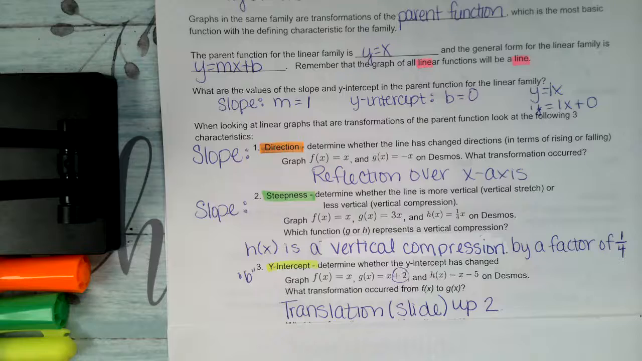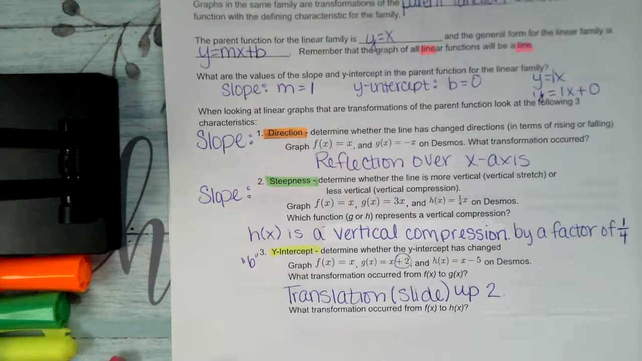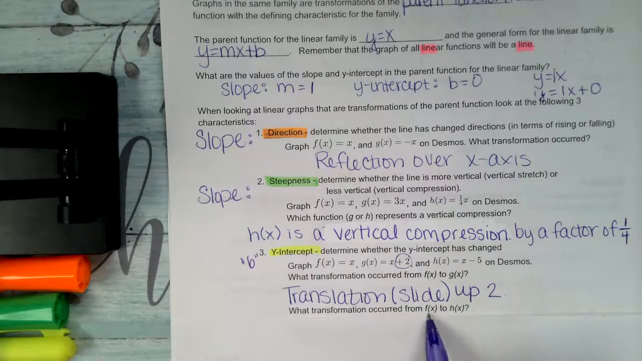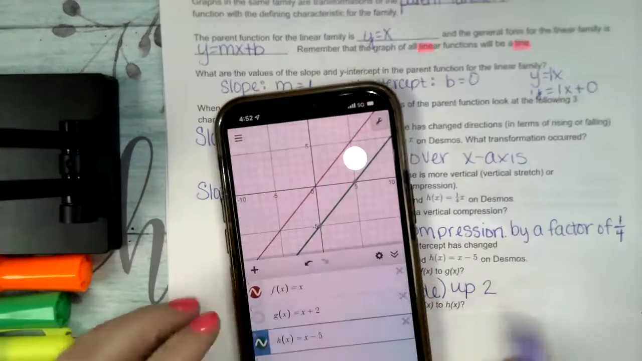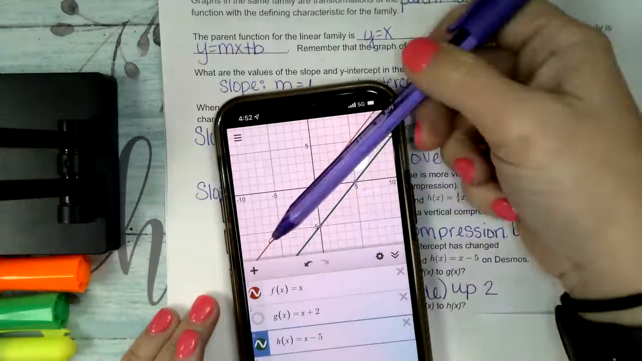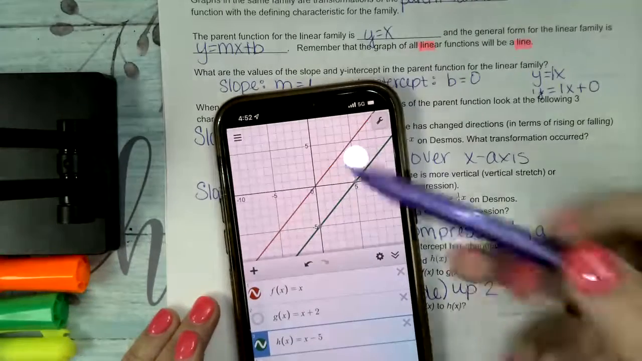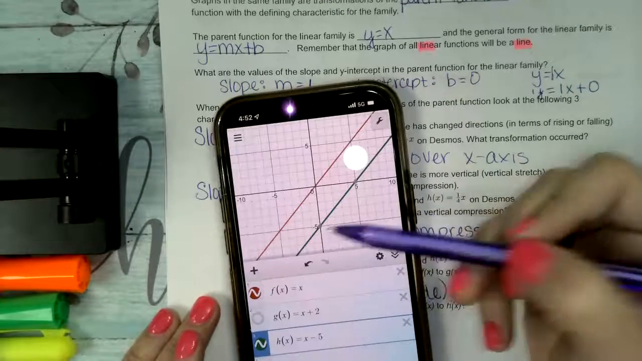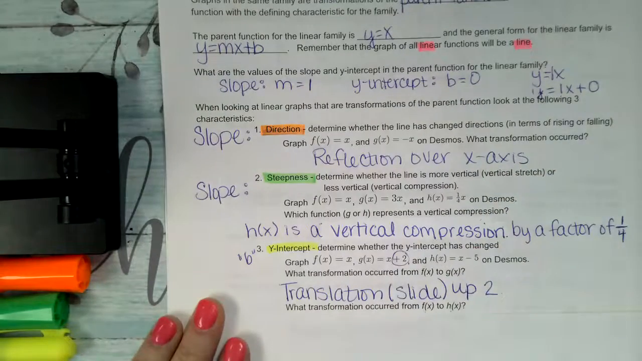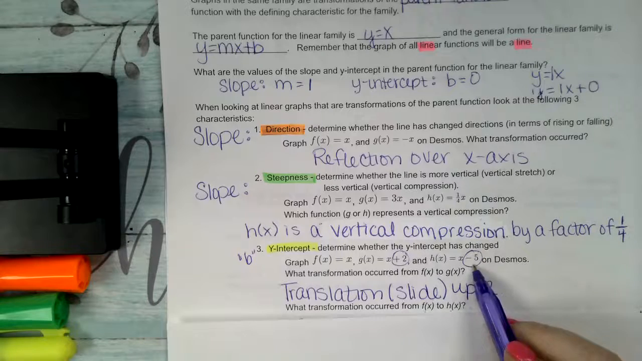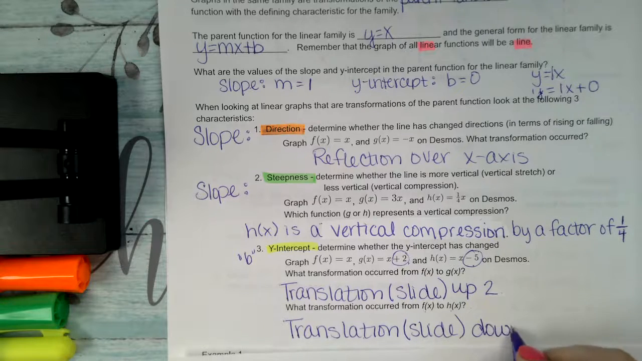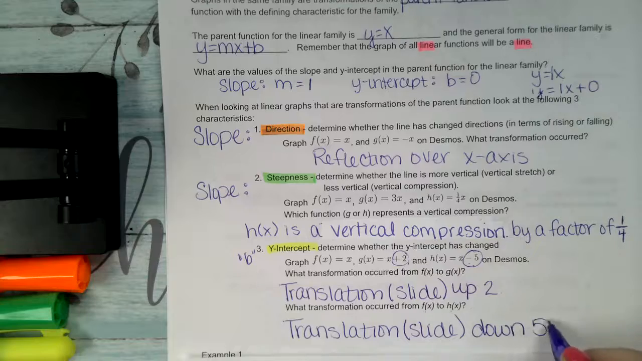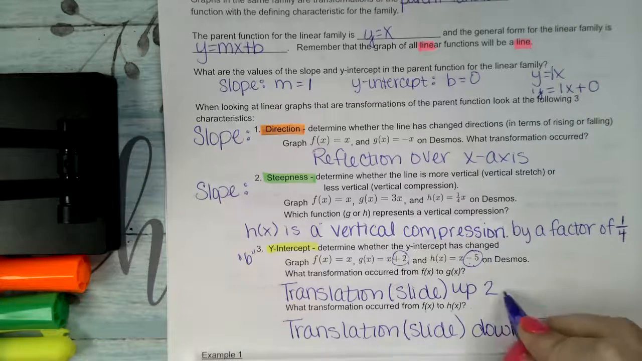And where that 2 comes from is from this y-intercept. So the next question is, what transformation occurred from f of x to h of x? So going from the red to the green. Well, they're parallel, so you know the slope didn't change. All it did was slide down 5 units. And again, that 5 comes from the y-intercept. So you're going to say it's a translation. You could also say slide. Those words are used interchangeably. Down shows you that it's going to be a minus sign, 5 units.